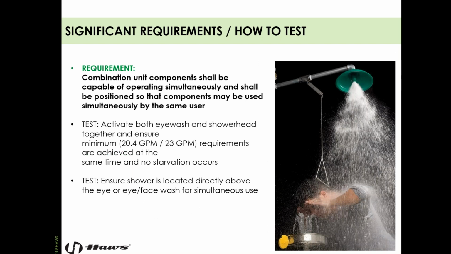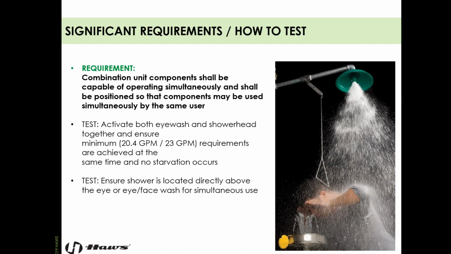Combination unit components need to be capable of operating simultaneously and shall be positioned so that the components may be used simultaneously by the same user. I don't know what it is. Sometimes the installer starts unpacking a combination unit and they're like, oh, okay, well, I got an eye wash, I got a shower. I'm gonna face the shower that way in case somebody needs to rinse their skin off. And I'm gonna face the eye wash this way in case somebody needs to rinse their eyes out. And that's not how it's designed to be used. You have to be able to utilize this equipment at the exact same time, just like on the right here, directly positioned over each other.